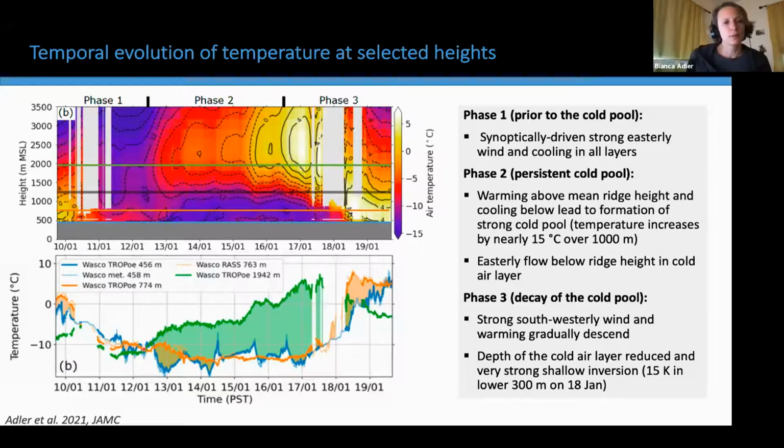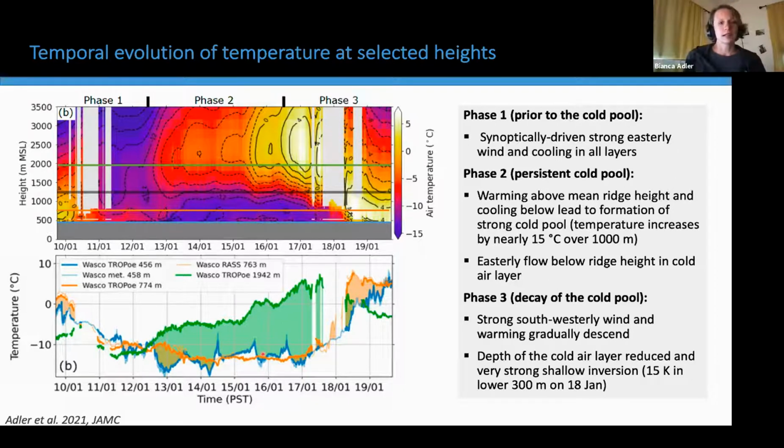Now comparing the blue and the orange line gives us a good indication of stability near the surface. So during the first few nights of the cold pool, the surface temperature was several degrees colder than the temperature at 300 meters. So this means that we had a strong surface inversion. Then during daytime, the surface layer warmed, leading to a shallow convective boundary layer. Then in the second half of the cold pool, surface temperature and the temperature at 300 meters were very similar. So that means that we had a near isothermal stratification.